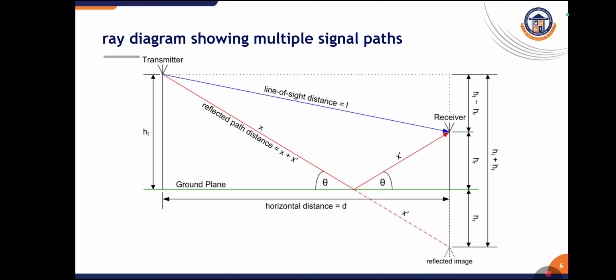So there is a measure of reflected path distance, and ground, that is the horizontal distance, equal to d. This is by means of a ray diagram of multiple signal paths that can be transmitted to the receiver, and the height between the ground and transmitter is ht. So this is a reflected image on the receiver side, so it can be calculated for multiple signal paths.